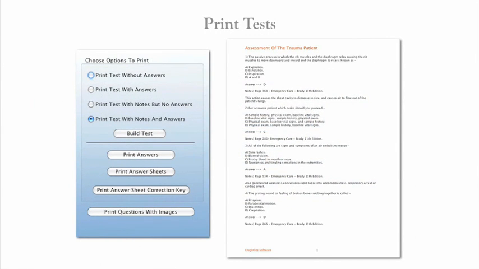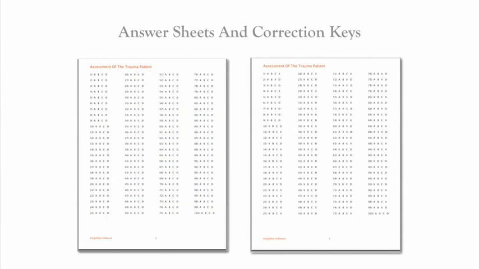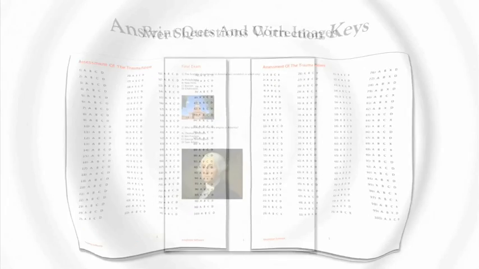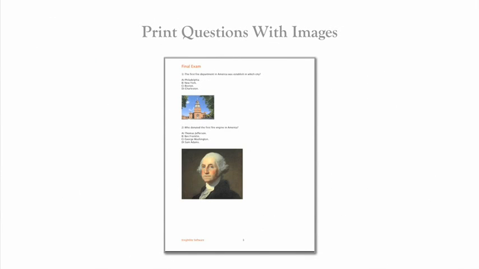You can print out tests without answers, with answers, print tests with notes but no answers, and tests with both notes and answers. You can print out answer sheets and even answer sheet correction keys. The answer sheet correction key looks just like the answer sheet except all the correct answers are marked with an X. Punch out all the excess with your pencil and use it as a correction template.